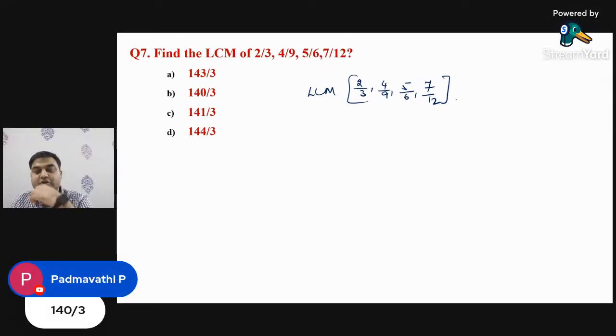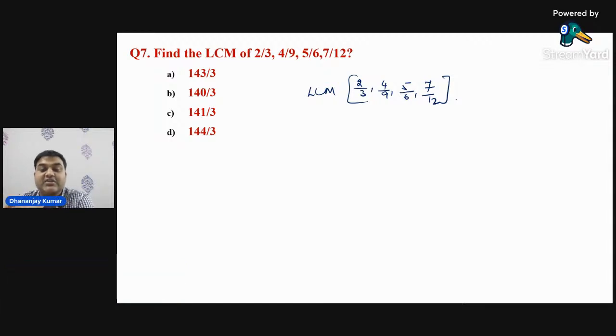So Padmavati has already given the answer as 140 by 3. Durga has given the answer as 143. Muhammad Azaz has given the answer as 143. Outstanding, guys. Outstanding. You guys have nailed it.